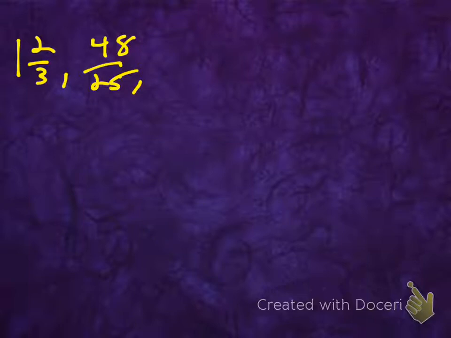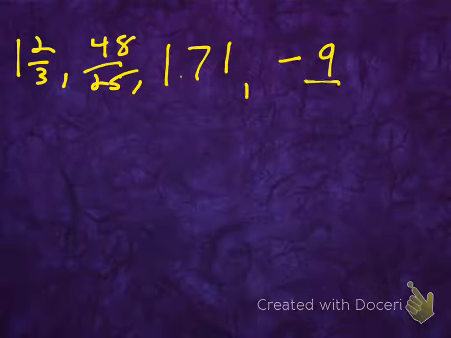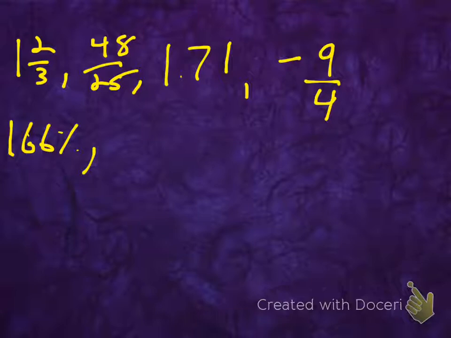Alright, last page. Number 12. Use a calculator to compare or order the numbers below from least to greatest. We're not going to use a calculator because we're awesome. We've got 1 2/3, 48 over 25, 1.71, and then negative 9 over 4. I need to change them into percentages to compare. So I have 166%, or it's 166.6 repeating percent.